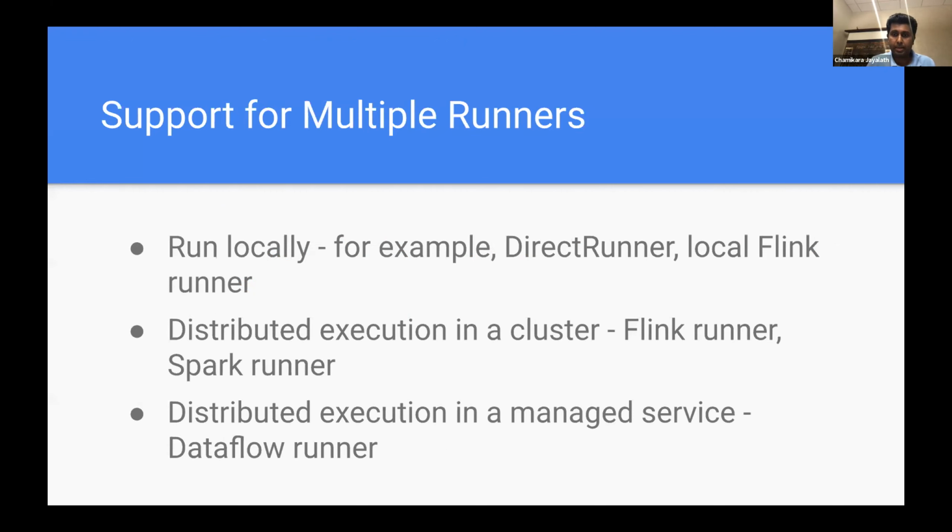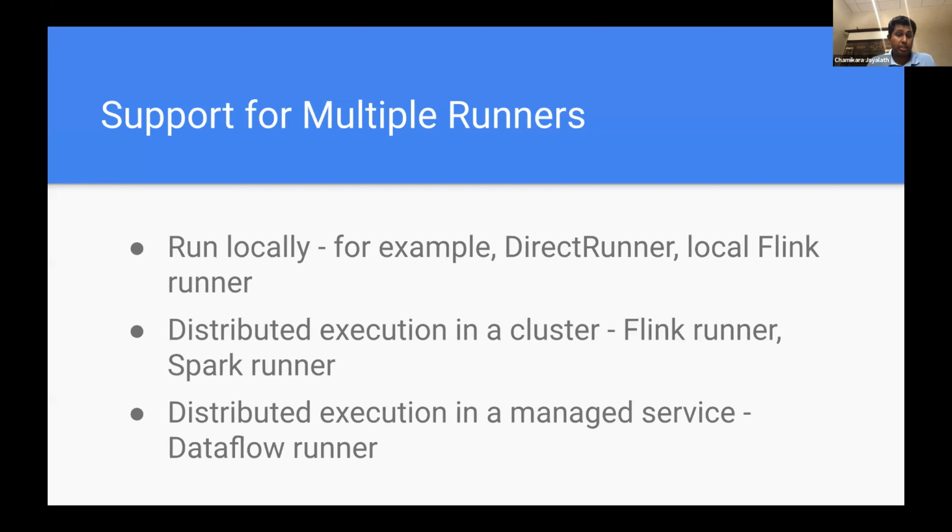Okay, so I hope that gave you some idea of what you can do with the Beam model and how you can go from a classic batch application to a full streaming solution by modifying your program a little bit. So another thing Beam provides is support for multiple runners. So this basically means that you don't have to be locked into one runner. You can choose your runner. You can move from one runner to another without changing your program, keeping the same pipeline.